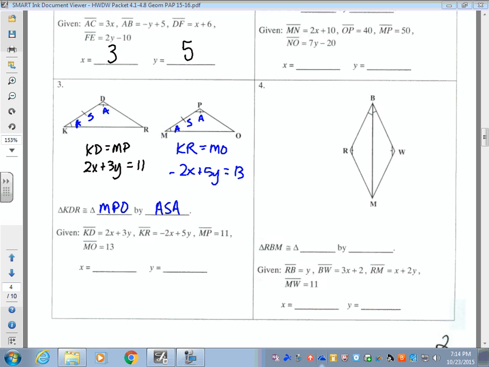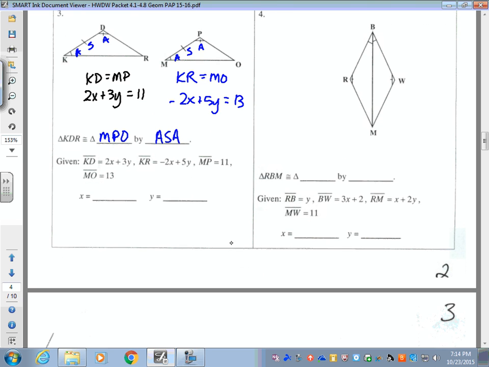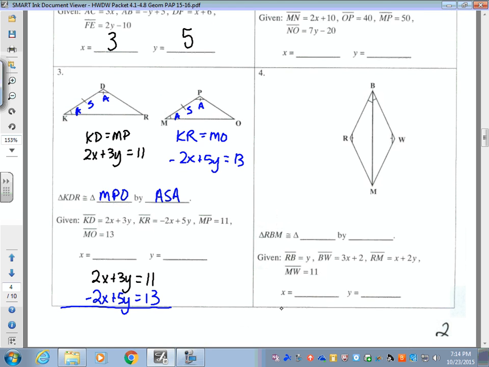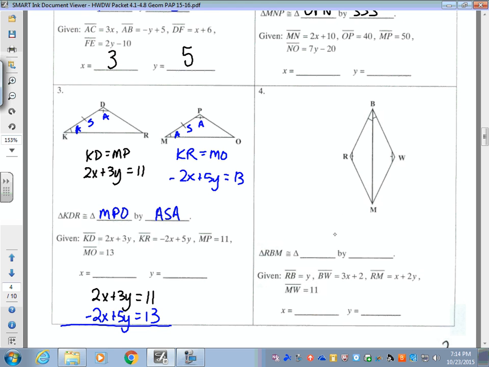All right, so I have a system here because we have 2 variables. And I'm just going to come down here to the bottom to set up the system. So basically we have 2x plus 3y equals 11. And we have a negative 2x plus 5y equals 13. This one comes out real nice and neat because you should see that the x's can be eliminated by adding. And you can solve for x and y. So I think you can do that one from this point on. Let's talk about number 4.